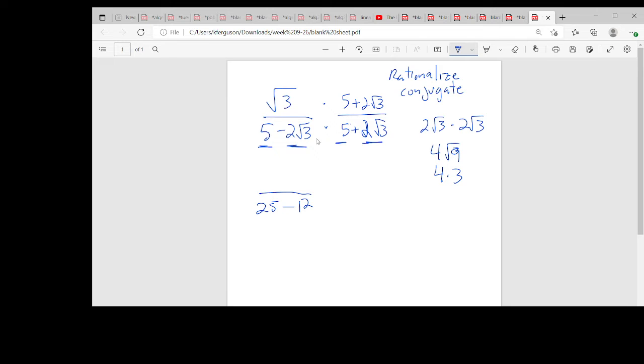I got the square root of 3 times 5. That's 5 times the square root of 3. And then I got the square root of 3 times 2 square root of 3. That is 2 times the square root of 9. Okay.